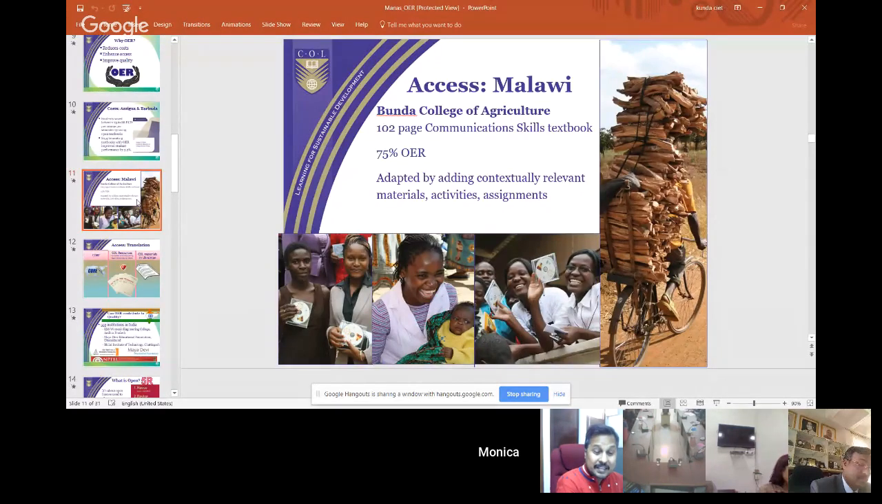See, I can claim here about access. It's an example and research done in Malawi. The college is called Bunda College of Agriculture. A 102-page communication skills textbook was developed using 75% OERs. Most of the sections of this textbook adapted OER and contextualized it with relevant materials, activities, assignments and evaluation processes. You see the textbook they developed using these OER materials. We will discuss in our next couple of slides how OERs can be useful.